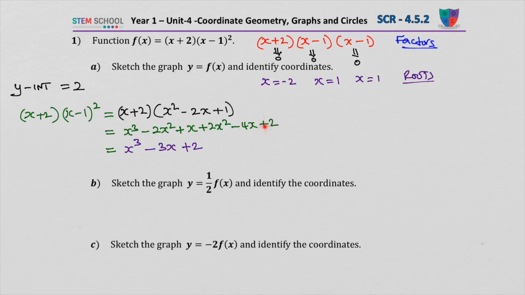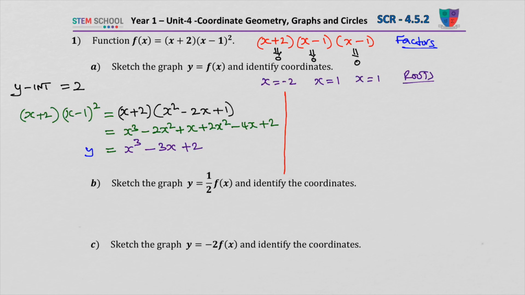So I'm simplifying these. Minus 2x squared plus 2x squared cancel out. Plus x minus 4x is minus 3x, plus 2. So now I can see the intercept is y equals 2, and that's what we got earlier.